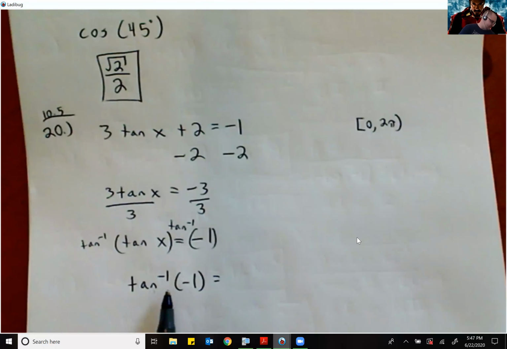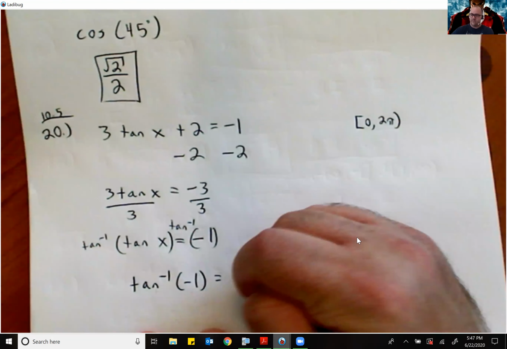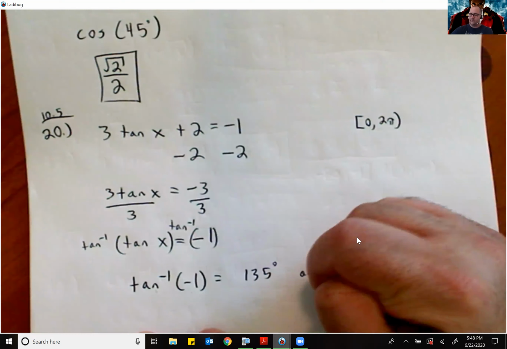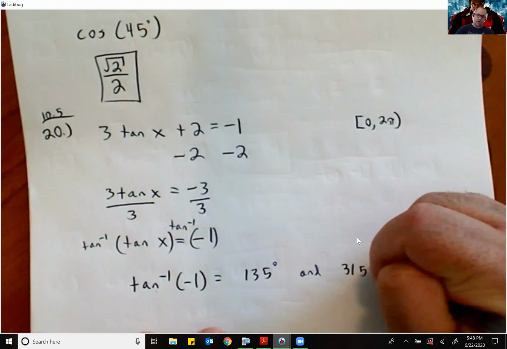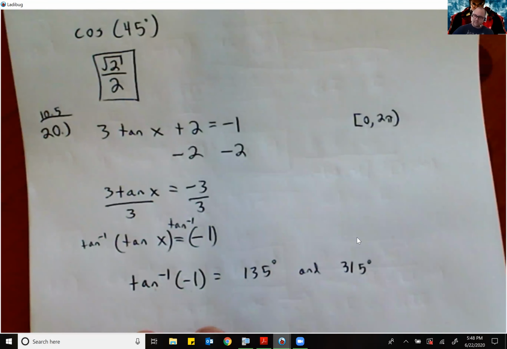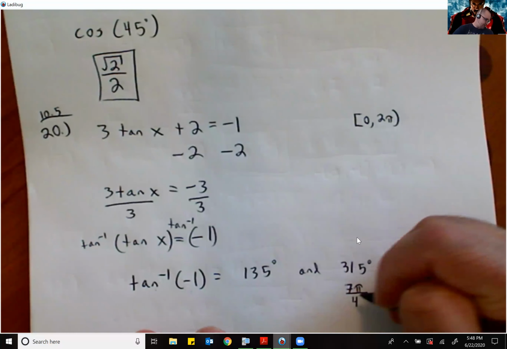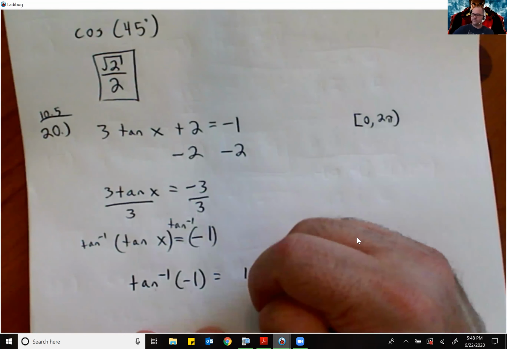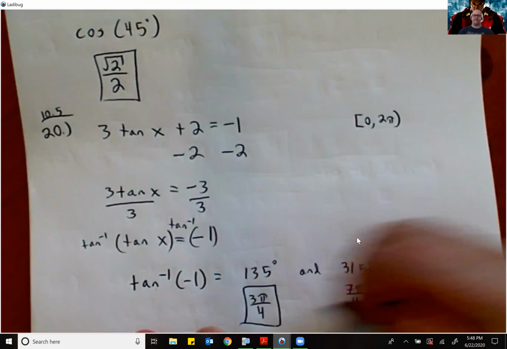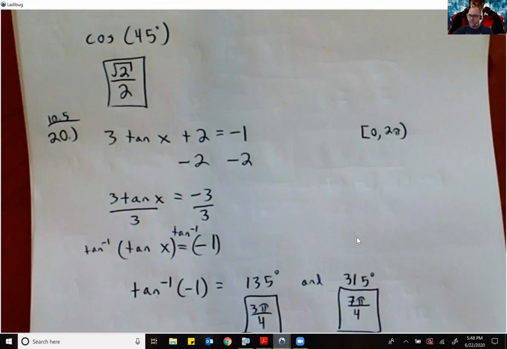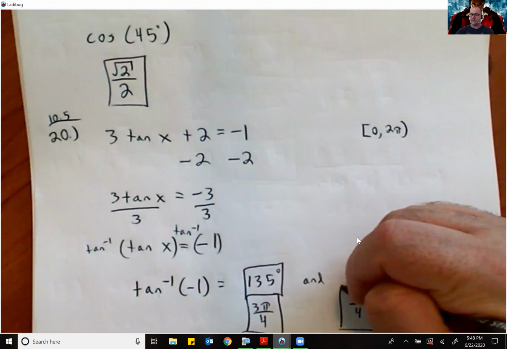So when is tangent -1? Tangent -1 is at 135 degrees and 315 degrees. But again, because our interval is in radians, 315 degrees is 7 pi over 4, and 135 degrees is 3 pi over 4. And those are the answers we want. Okay? But of course, there's the degrees for them as well, too. There's nothing wrong with knowing the degrees.